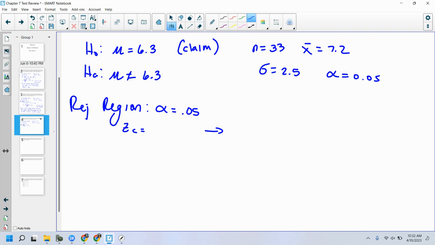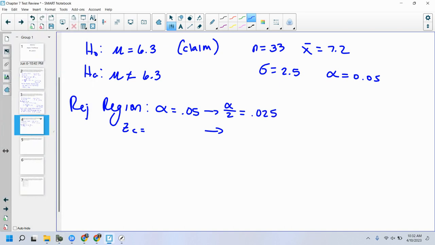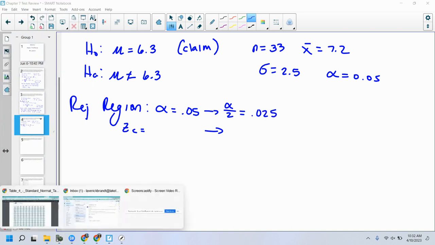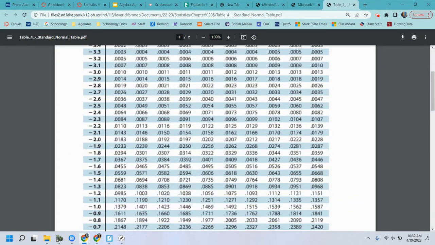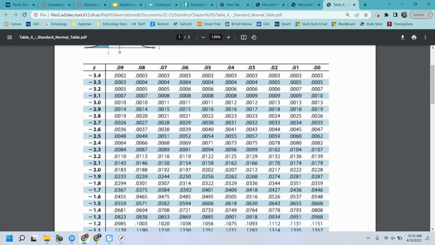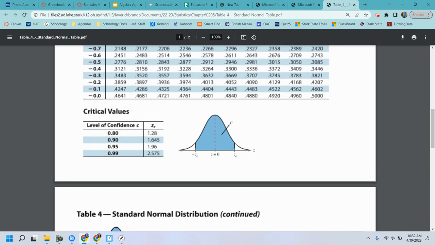If alpha's 0.05, what number am I really going to be looking for? 0.025. Remember, because we've got to take alpha over 2. So 0.05 divided by 2 is going to be 0.025. Okay, so let's look for 0.025. Negative 1.96. Yeah, we see it right there. Negative 1.96. Coincidentally enough, do you see it there too?